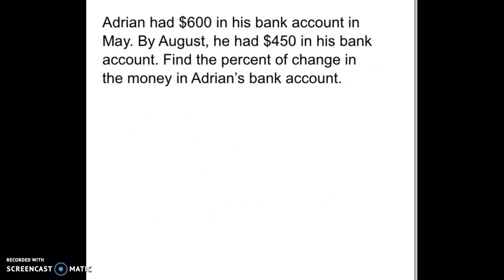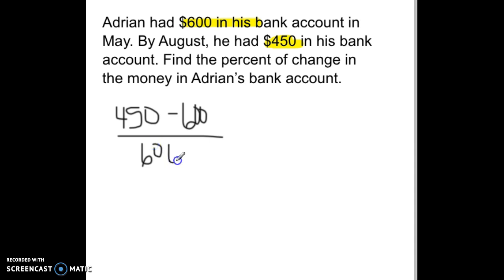Now, if we go to the next one, Adrian had $600 in the bank in May. By August, he had $450 in the bank. Find the percent of change. Well, in this case, it should come out a negative number because it went down. So we're going to do 450 minus 600, that was the original amount, divided by 600, and of course we're going to multiply it by 100.